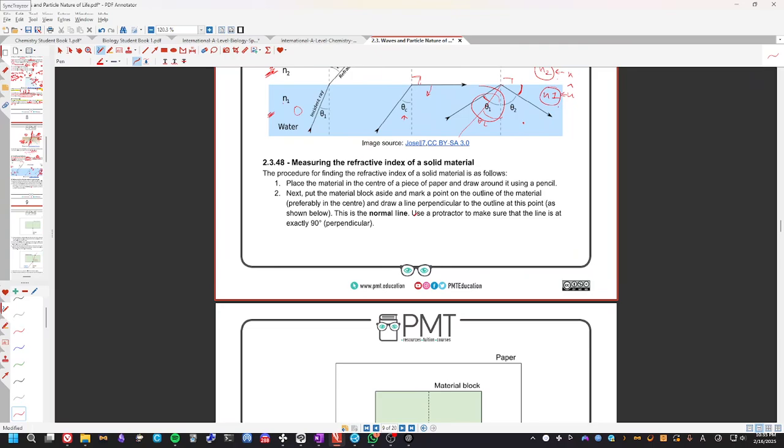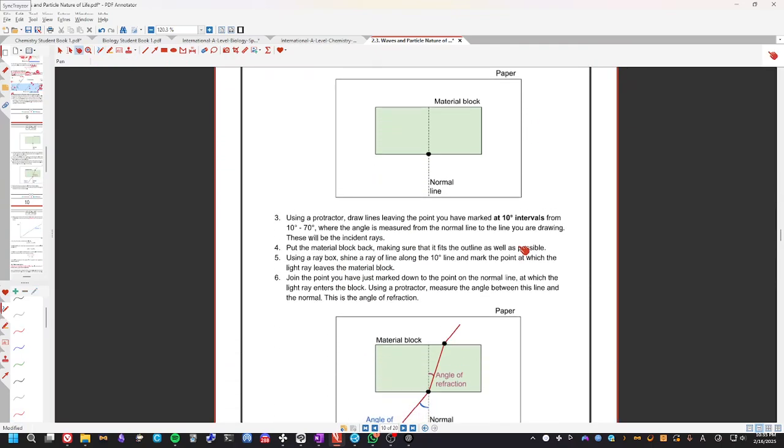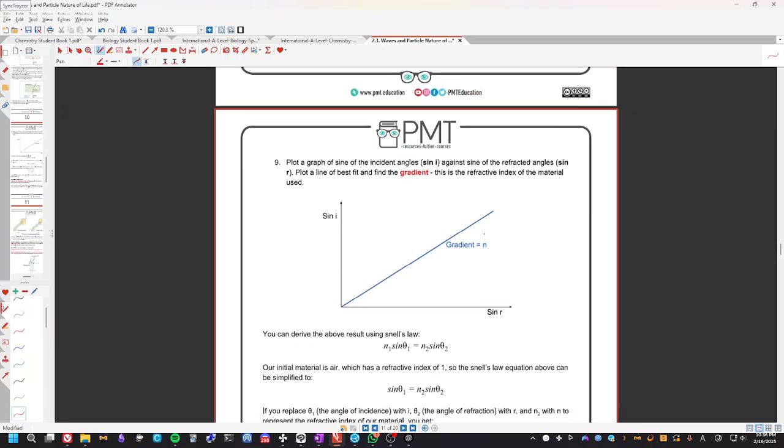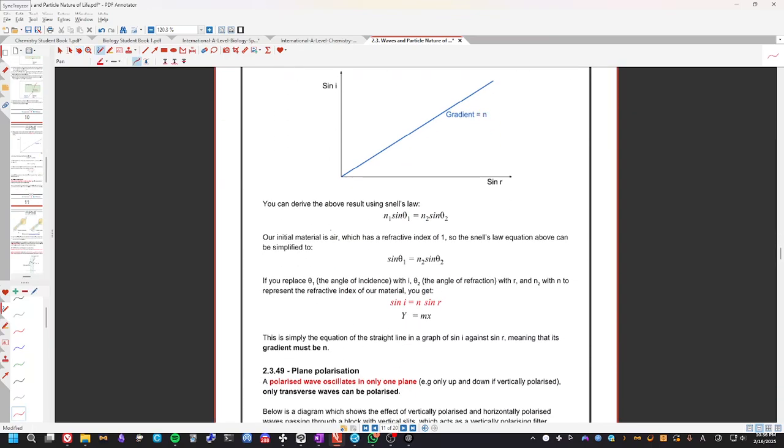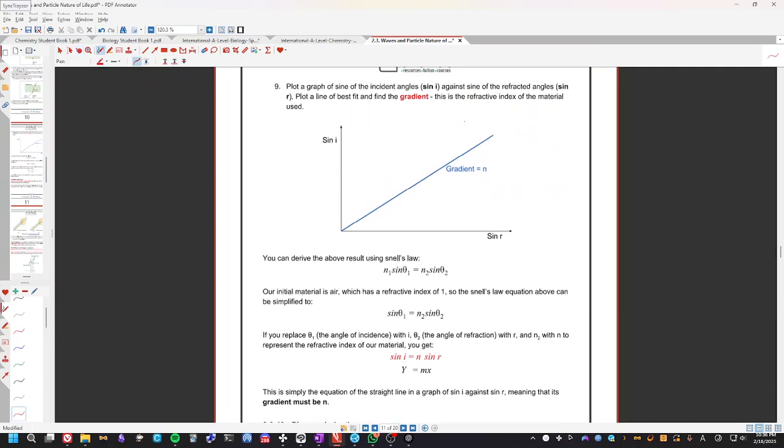So, measuring a refractive index. This is going to be your core practical stuff. Don't abbreviate that. Procedure of finding it. You're going to have 9 steps, and then you're going to have some theory involved. So this is how it's divided: your 9 steps of practical stuff, and then your theory, which involves your results.